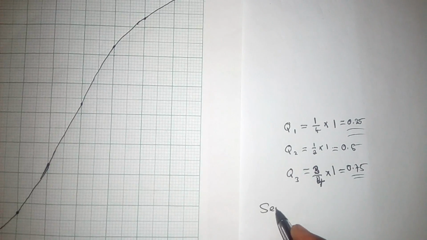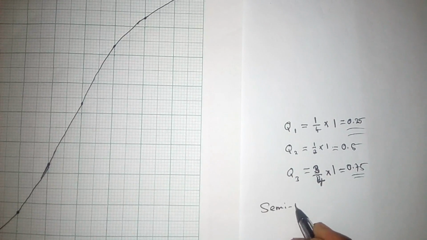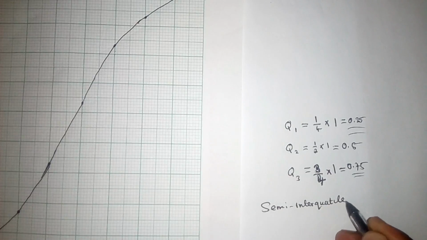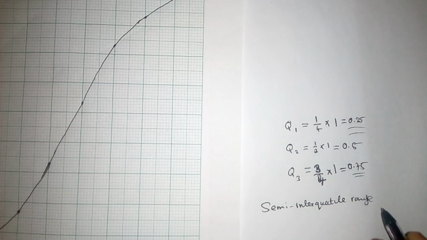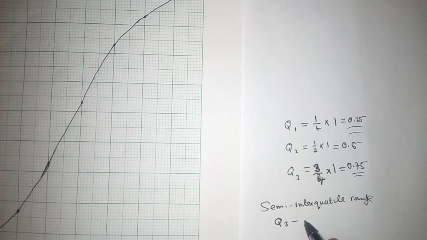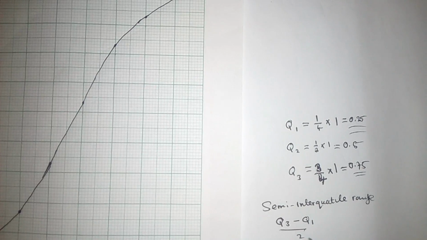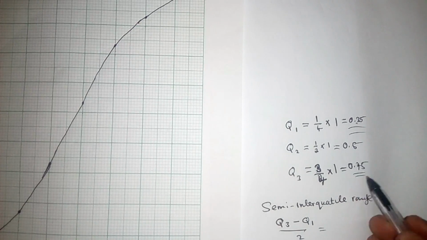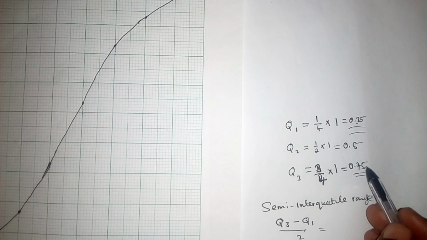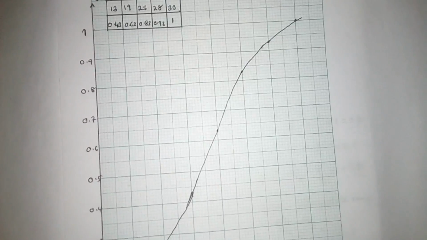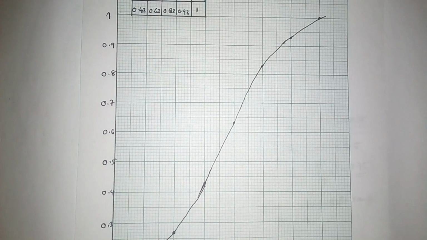Because to find the semi-interquartile range, we use the formula: quartile 3 minus quartile 1, over 2. So we get this result minus the result from this, over 2. Let me put it in practical.